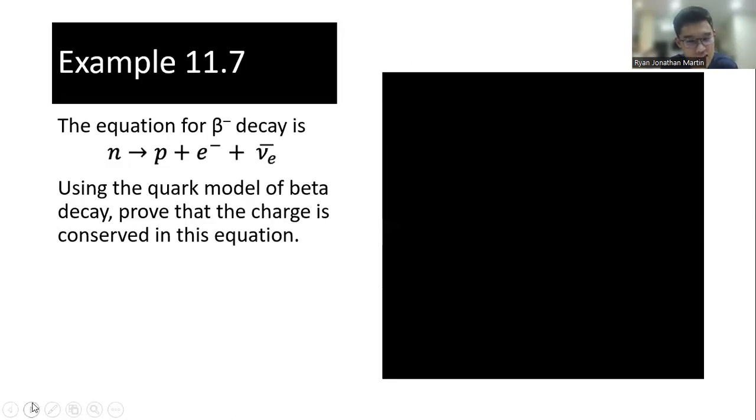Equation beta minus is given. Using the quark model of beta decay, prove that the charge is conserved in this equation. Can I give you the answer? Neutron is down, down, up, no? Proton is up, up, down. Done. Okay.